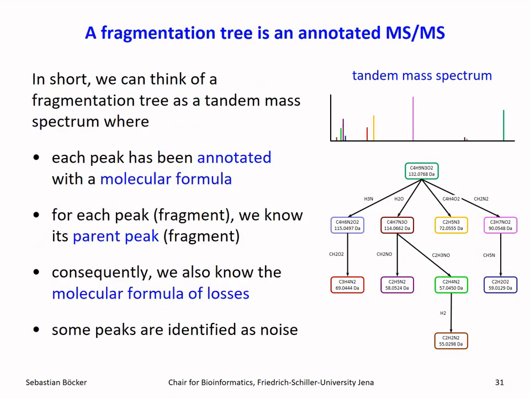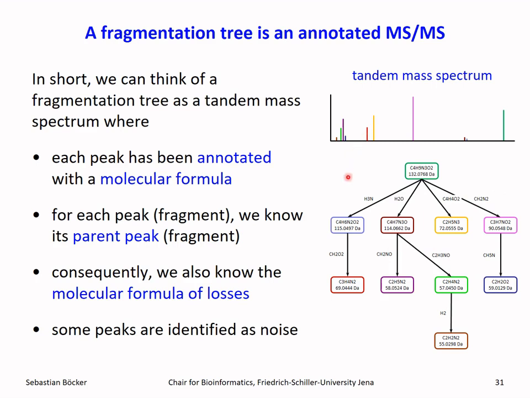Anyways, we have now defined what the fragmentation tree is. This is the summary of that. We want to annotate the tandem mass spectrum. We annotate the peaks with molecular formulas. And we tell you for each peak what is its parent peak. Where does it come from? Where does the fragment come from? This also tells us the molecular formula of all the losses. And the fragmentation tree, as I said, will not explain everything in here. Everything that is not explained is considered to be noise.